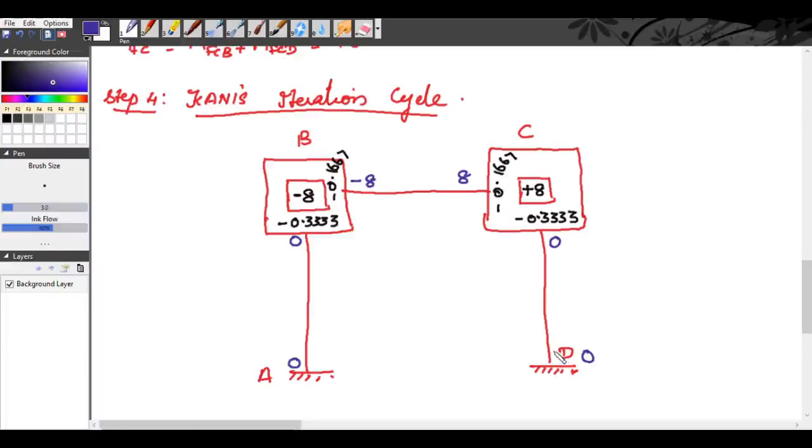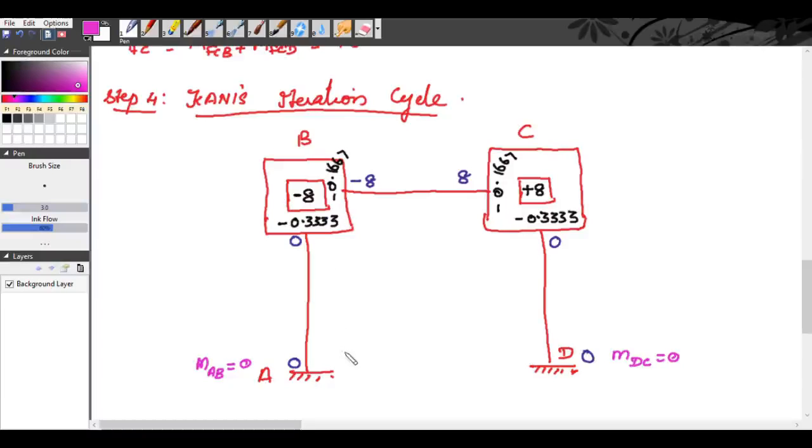Okay. Now, we have to find the rotational contributions. Since A is a fixed support, there will not be any rotational contributions from A to the nearer support. That means our MAB will be equal to 0. Since D is a fixed support, there will not be any contribution from the fixed support to the nearer support. So MDC also will be equal to 0.